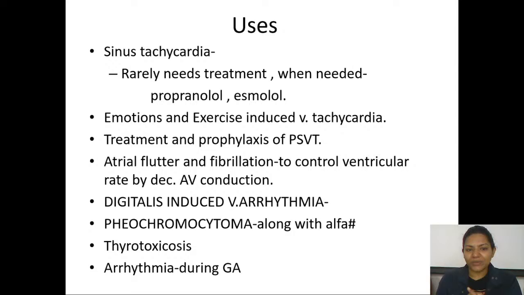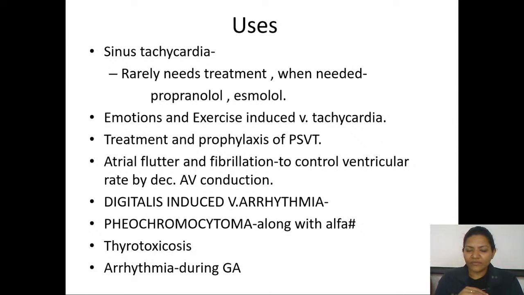Now, what are the uses of beta blockers? First of all, sinus tachycardia. Normally, patients with sinus tachycardia do not require any treatment. But if the need arises, we can give propranolol and esmolol in these patients. Also, emotion and exercise induced ventricular tachycardia is another indication for beta blockers. Apart from this, treatment and prophylaxis of PSVT. Although adenosine is the drug of choice for PSVT, for prophylaxis and treatment, this has important use.